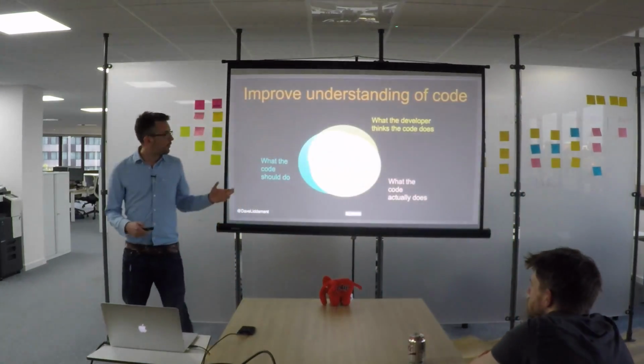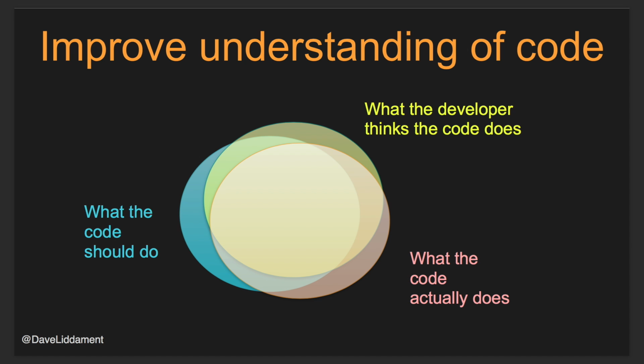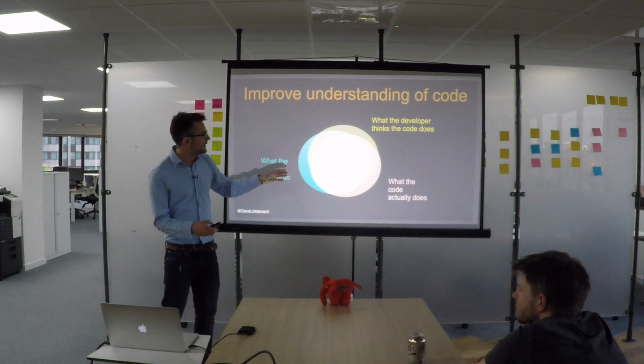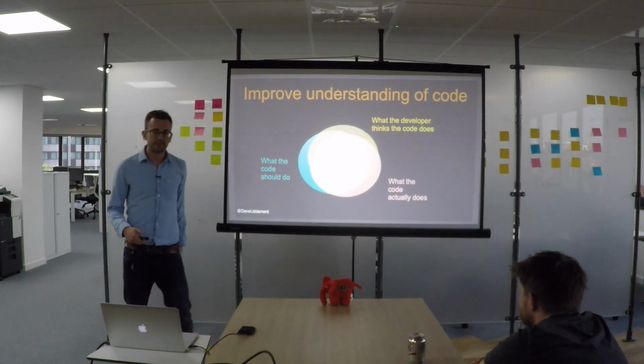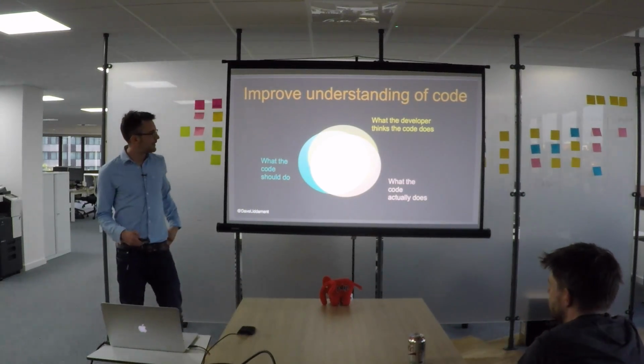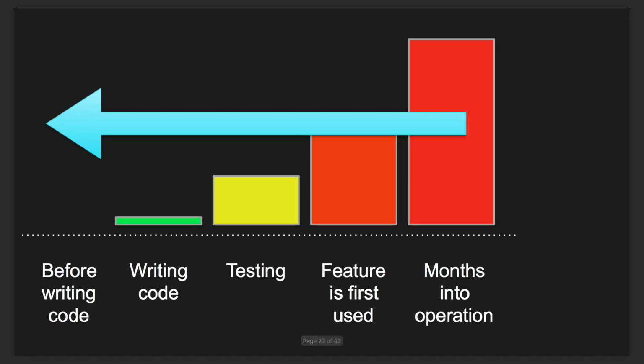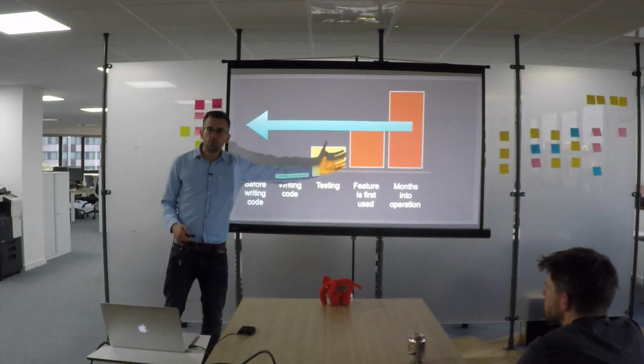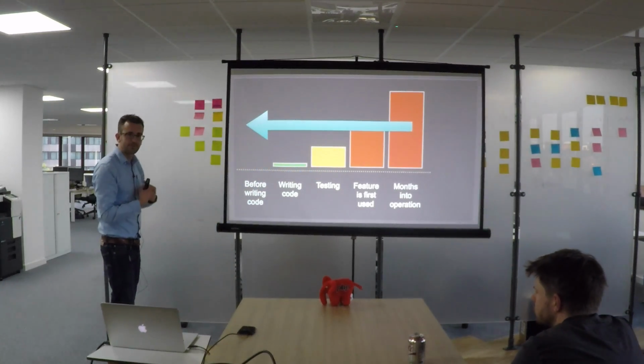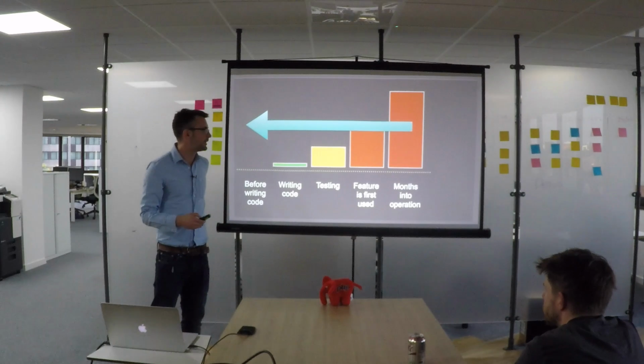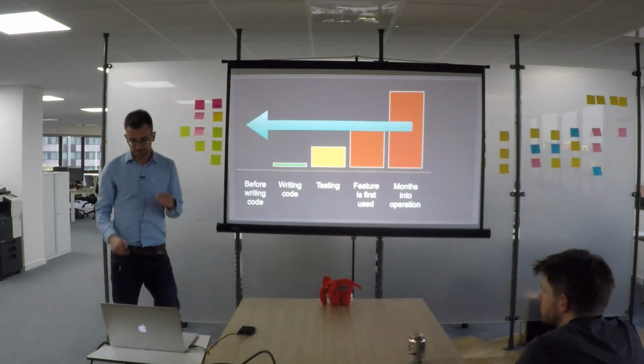Okay. So this talk, we're going to talk about how we can improve the understanding of our code. So there's a lot of crossover in the Venn diagram of those three things. And we're also talking about how we can move bugs from all the way over there and pull them down there, or push the bugs over to here where they are much cheaper and quicker to fix.